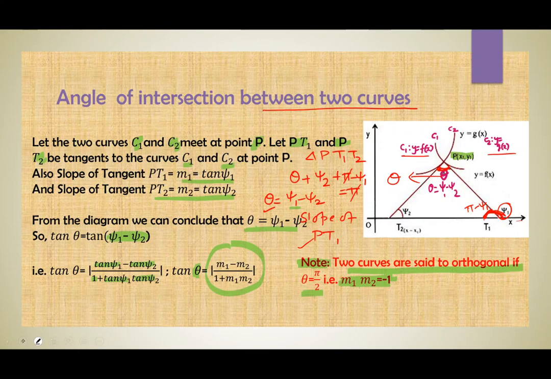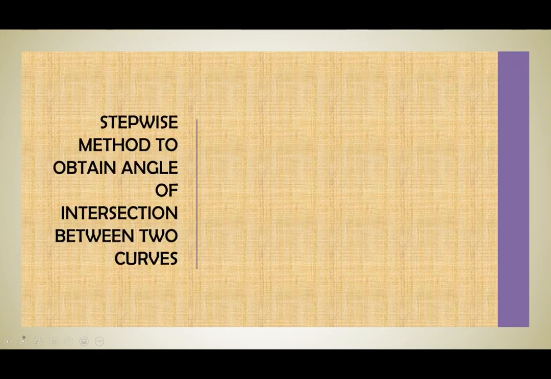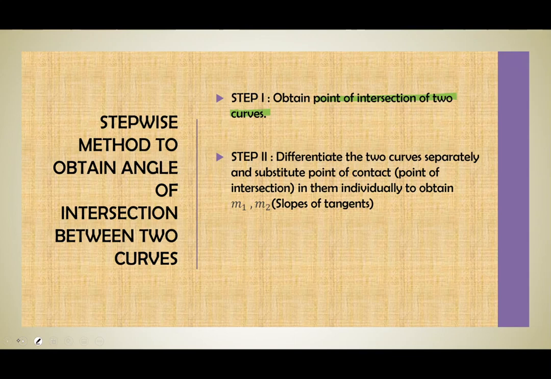Now, I have just simplified this for all of you. I have made a simple stepwise procedure in order to obtain the angle of intersection between two curves. So I will look at step 1. Obtain the point of intersection of two curves. This is our point P. You have to obtain this point of intersection. This can be done by simultaneous solving of two equations.